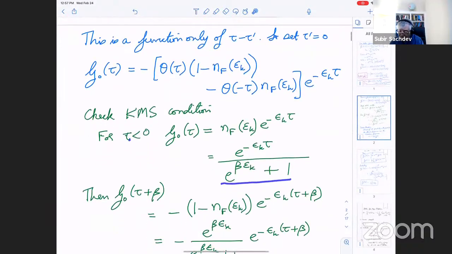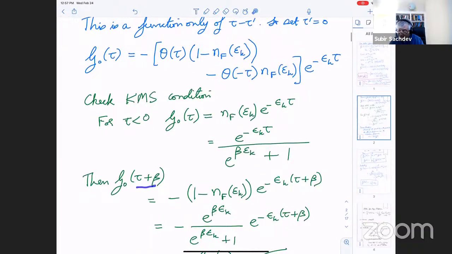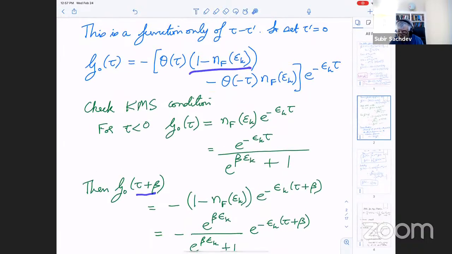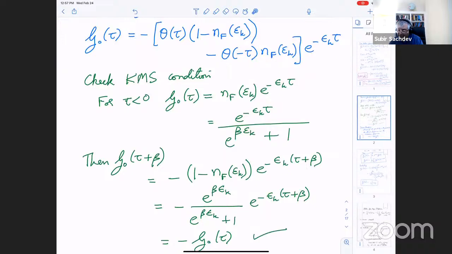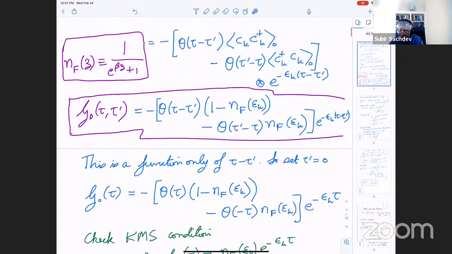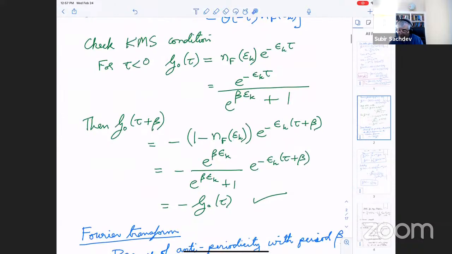Now with tau less than 0, compute tau plus beta. We want to check this anti-periodic property. So if we compute it, then this term will contribute. So you'll get 1 minus n_F of Ek. And now the time is tau plus beta. Now, 1 minus n_F, if you just compute from that, is e to the beta Ek over e to the beta Ek plus 1 times this. And lo and behold, this term is exactly the negative of that. Just simple algebra, you can check that's the case.